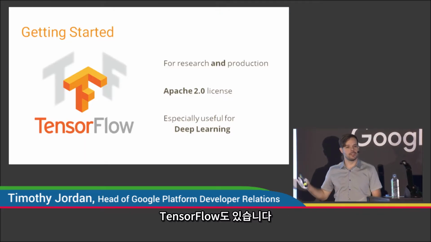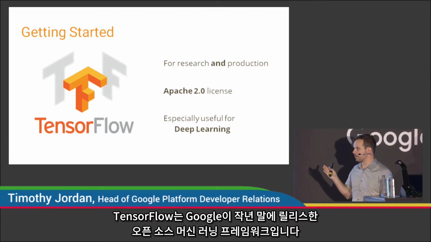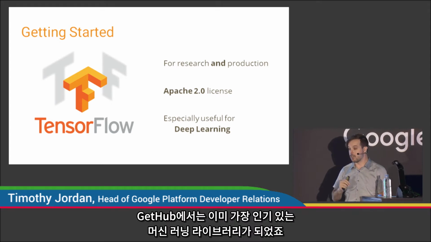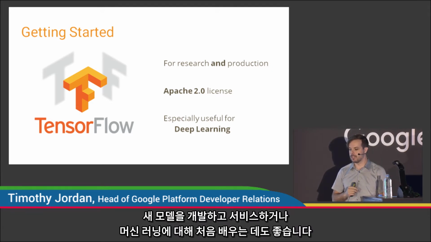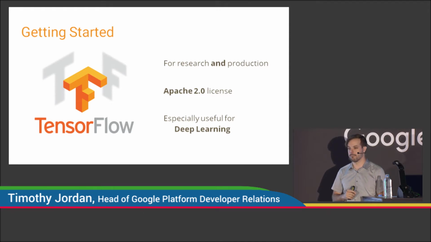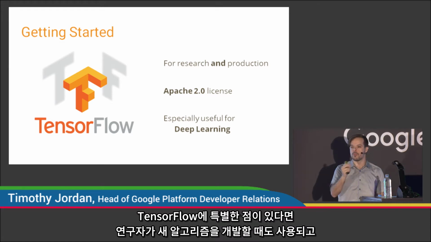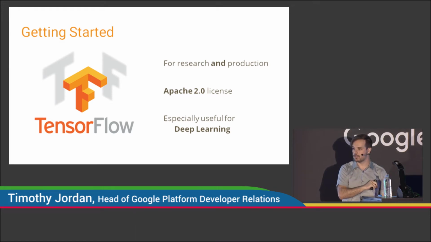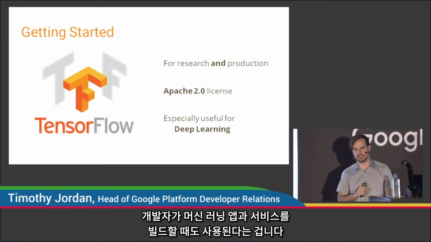And of course, there's TensorFlow. TensorFlow is the open source machine learning framework released by Google late last year. And it's already the most popular machine learning library on GitHub. It has a vibrant community. And with TensorFlow, you can use existing models, train your own, develop new ones, serve them, or even learn machine learning for the first time. Now, one thing that's special about TensorFlow is that it's used by both researchers to develop new algorithms and by developers to build machine learning-powered applications and services.